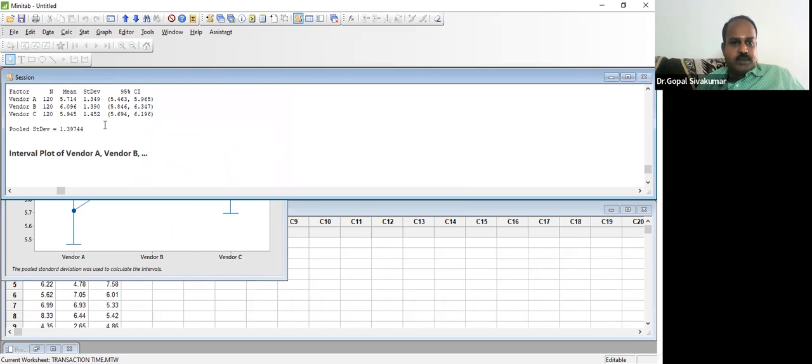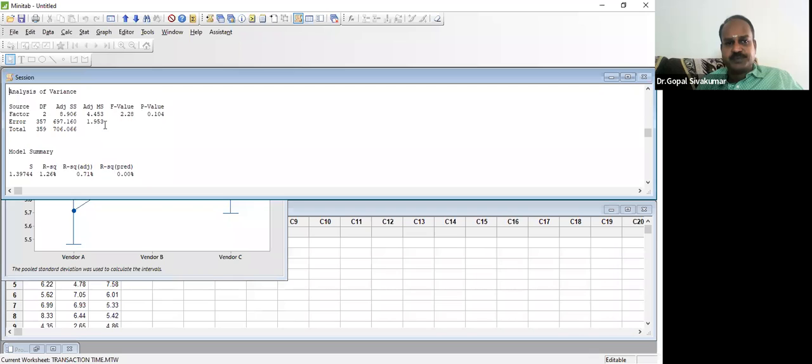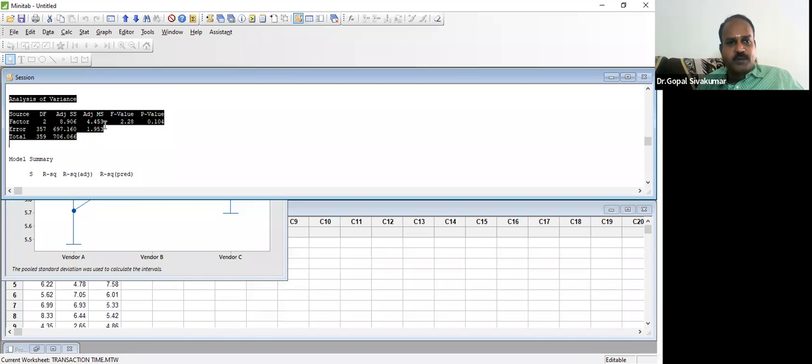Now go to the ANOVA table. This is what we have created now. But MINITAB has done it effortlessly. We just fed the data, and it gave the result.